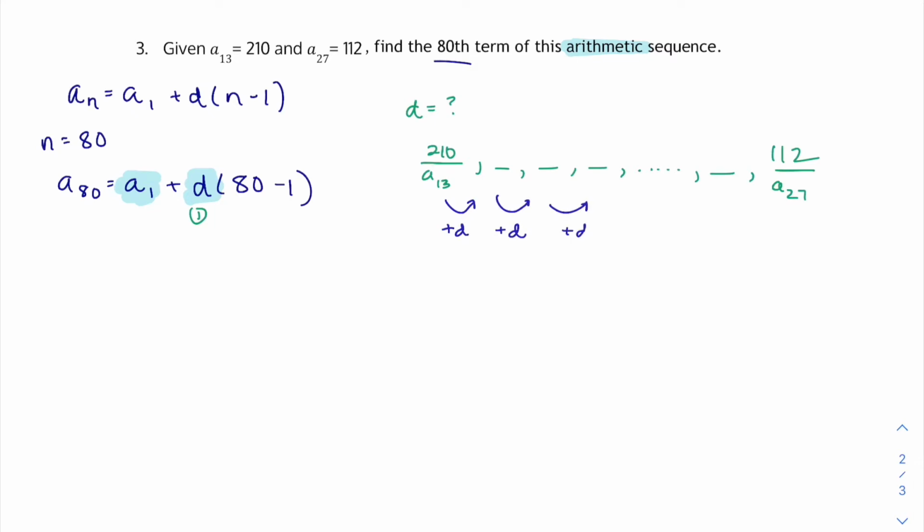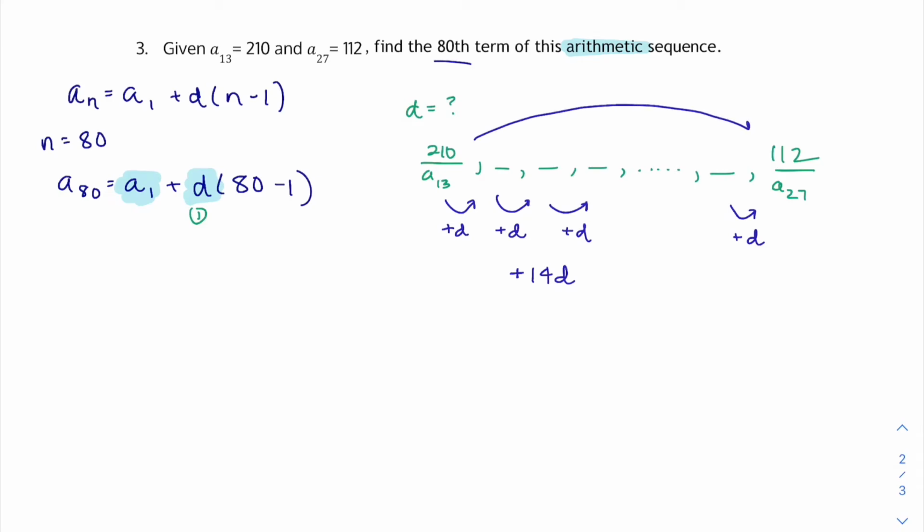We're adding the same amount. Well, to go from the 13th term to the 27th term, we are going to add D a total of 14 times, right? And repeated addition is multiplication. So from the 13th term to the 27th term, we will have added D 14 times. So I'm going to put 14D there.